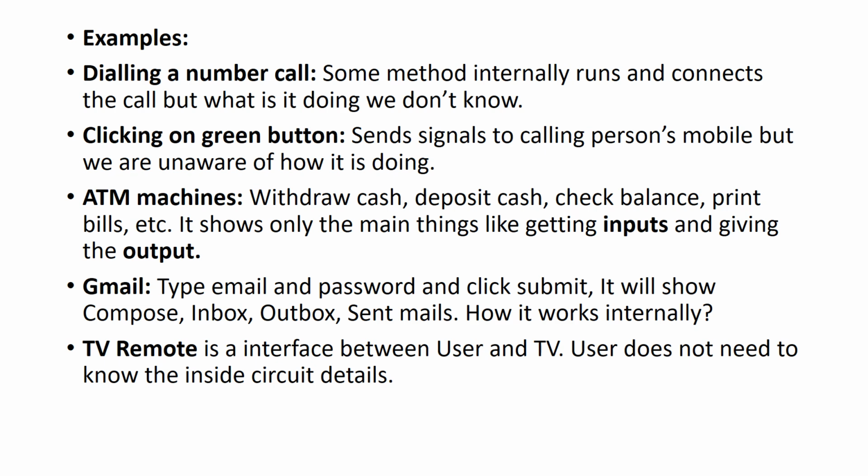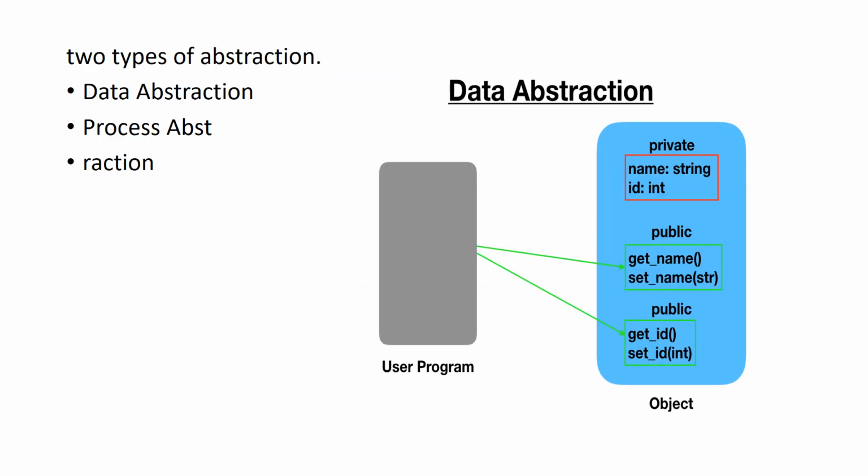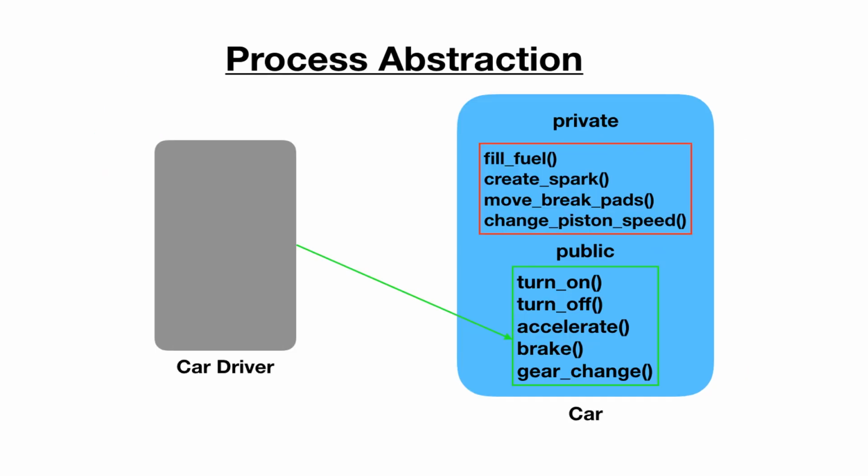In Gmail, we type email and password and click the submit button. It will show the compose, inbox, outbox, and mails, but we don't know how it works internally, as with a TV remote also. All these examples clearly describe abstraction. With abstraction, we can go with data abstraction and also process abstraction. Simply, data abstraction is hiding information, and process abstraction is hiding of process. So thank you.